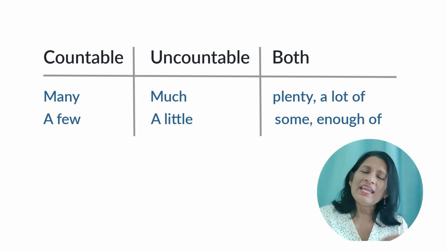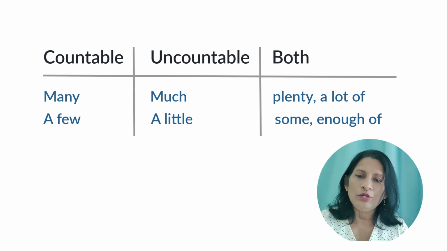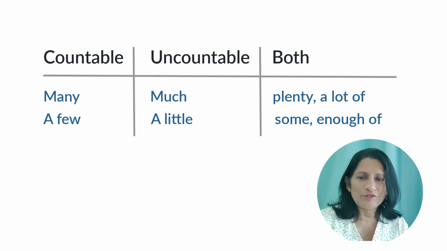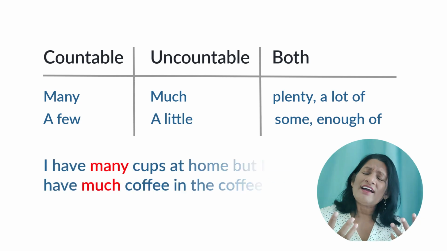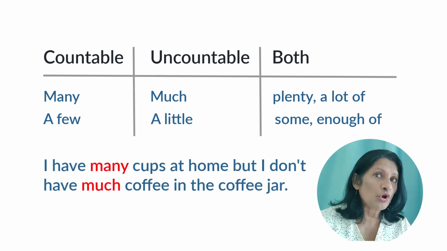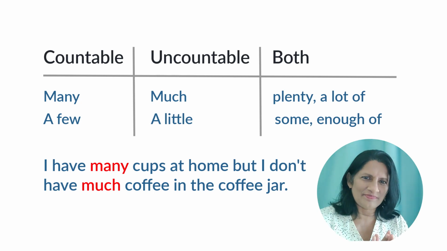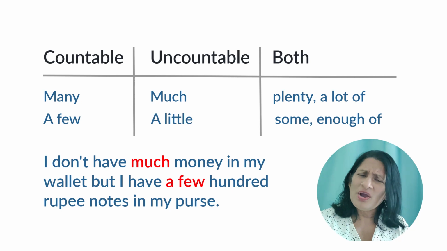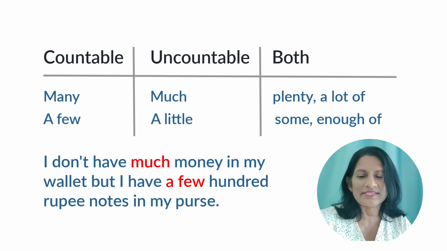So in many and much, we know it means a lot of. But many is used for countable and much is used for uncountable. And much is mostly used in the negative form. For example, I would say I have many cups at home, but I don't have much coffee in the coffee jar. I don't have much money in my wallet, but I have a few 100 rupee notes in my purse.